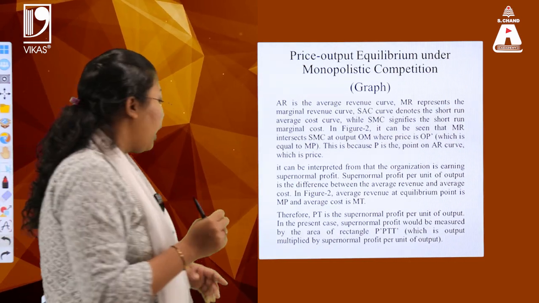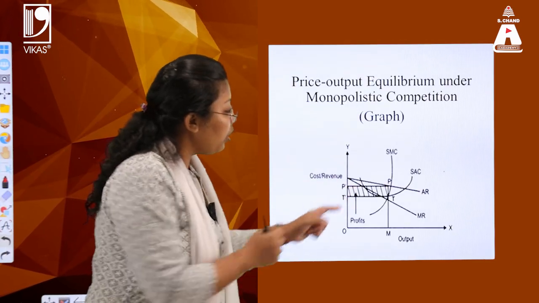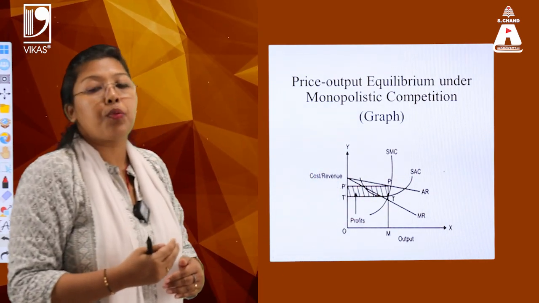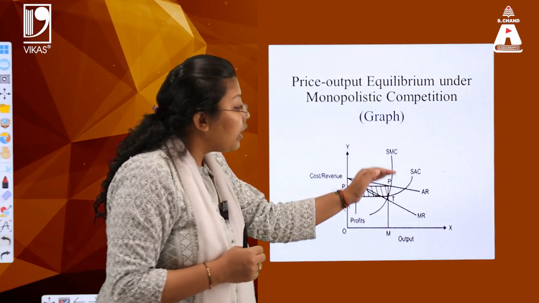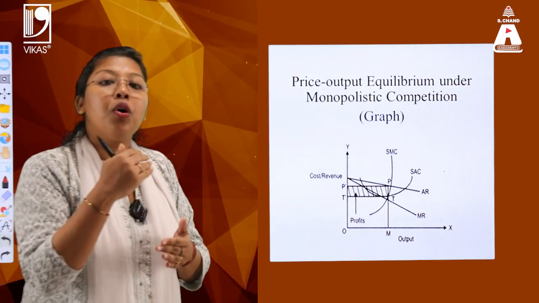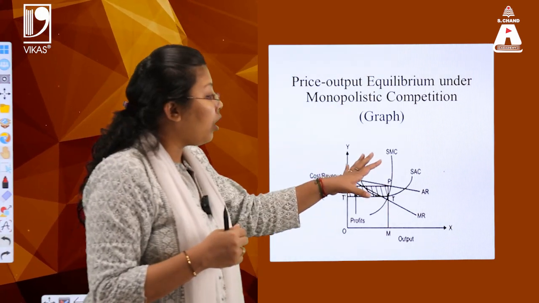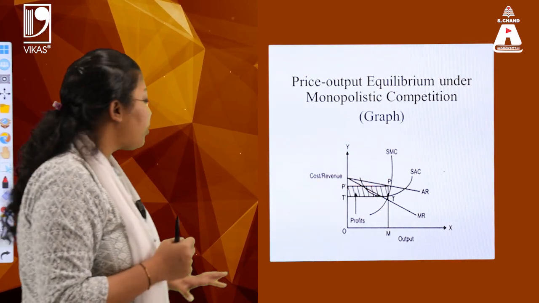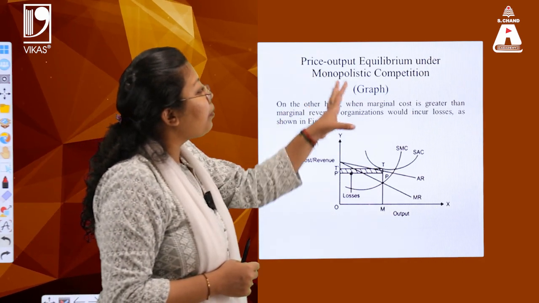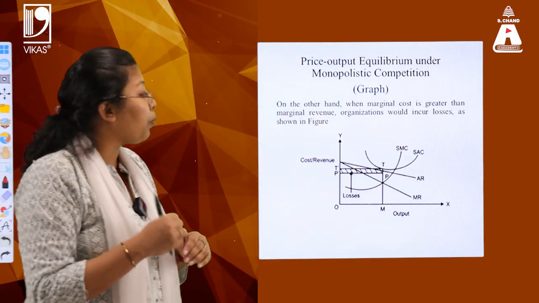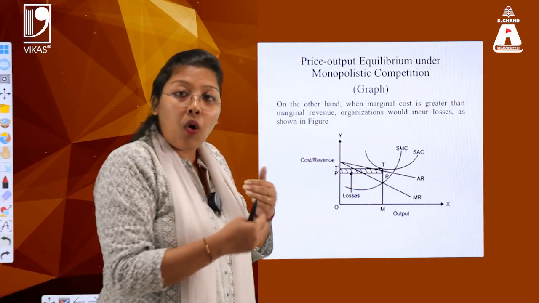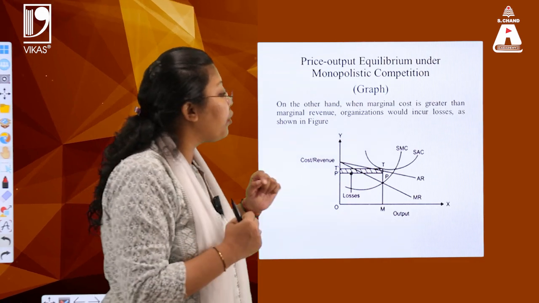So what is happening, if you see this particular zone जहाँ पे आपका P dash T dash है, this is your supernormal profit somewhere or the other. Reason being, इन दोनों situations में आपका average revenue and marginal revenue both are more than the average cost and the marginal cost respectively. Apart from that, if you move ahead, there is this price output equilibrium again in the monopolistic competition, but here you can see that the organization is starting to have some kind of losses.